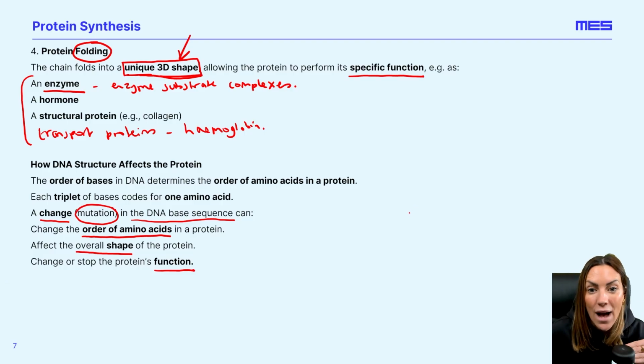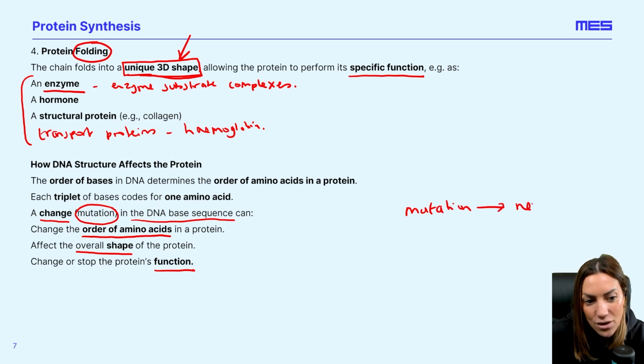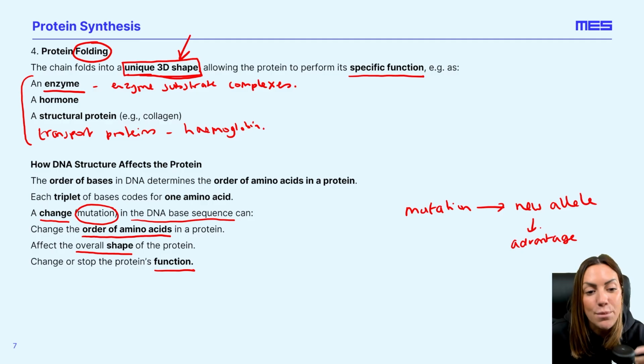Some mutations as well can be positive because you could get a mutation, which is a change in the order of bases in DNA. That could lead to a new allele, so a new version of a gene, which actually gives an advantage. It might actually affect the phenotype in a positive way. It might give the organism an advantage to have that mutation and that new allele. And that could actually increase chances of survival and lead to natural selection.